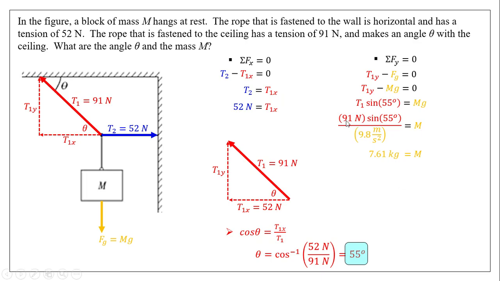So if you simplify this on your calculator, 91 times sine of 55 divided by 9.8, you should get a value of 7.61 kilograms. So that is the mass of the hanging mass. And that is it for this particular problem.